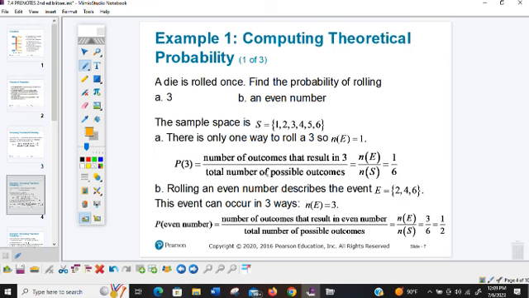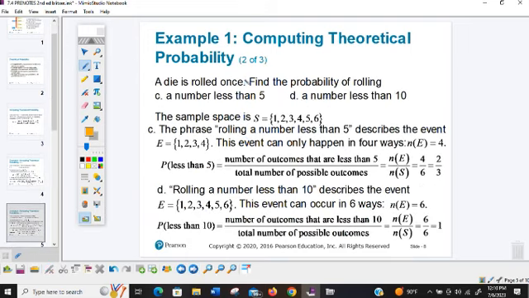Rolling an even number. Well, let's look and see what's even. 2's even, 4's even, and 6 is even. Out of this sample space, those are even. So that would be 3 out of a grand total of 6. There are a total of 6 in the sample space. 3 out of 6 reduces to 1/2. You do need to reduce your fractions. You can write probabilities as decimals and as percents. If you write it as a percent, make sure that you include the percent symbol.